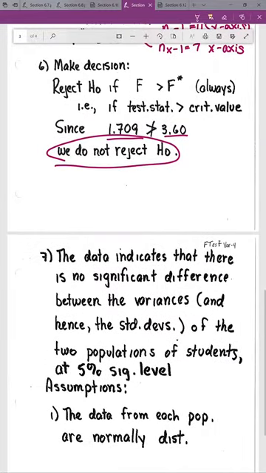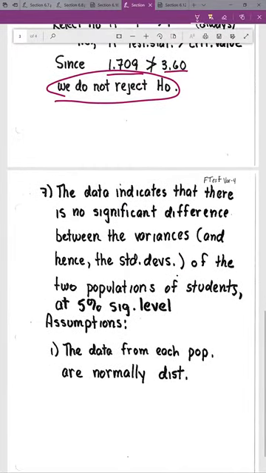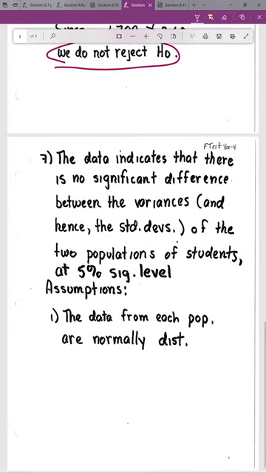This brings us to step 7, where we can make our conclusion. The data indicates that there is no significant difference between the variances, and hence their standard deviations, of the two populations of students at our 5% significance level. Don't forget, we do have our assumption that our data from each population are normally distributed.